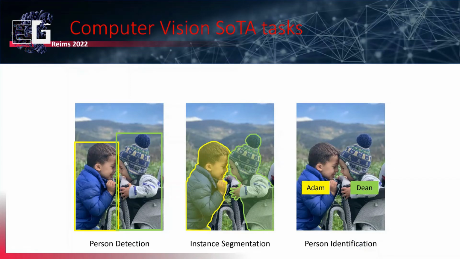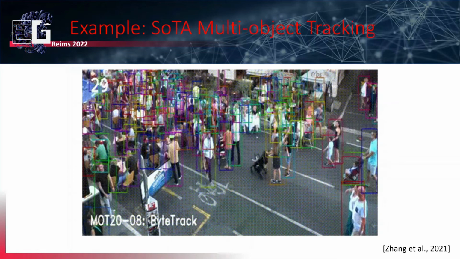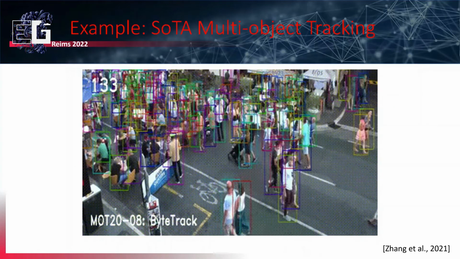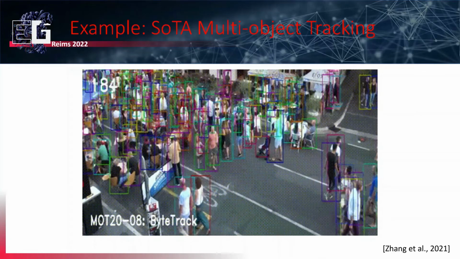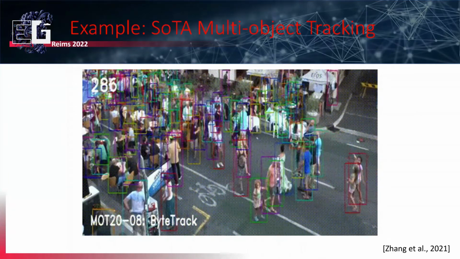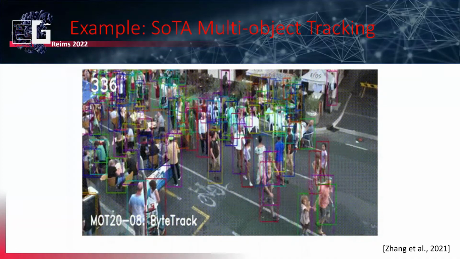Computer vision state-of-the-art algorithms are applied today on many tasks like detection, segmentation, and others. However, these algorithms work well mostly on photorealistic footage. For example, multi-object tracking is a well-studied field, and ByteTrack is a state-of-the-art multi-object tracker. This amazing work captures all pedestrians in CCTV footage.